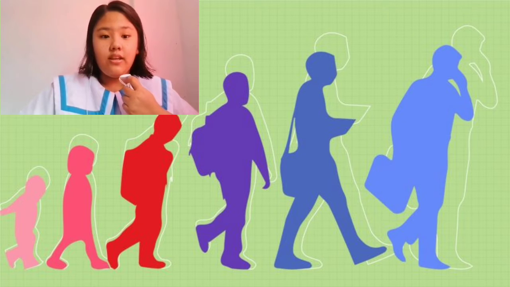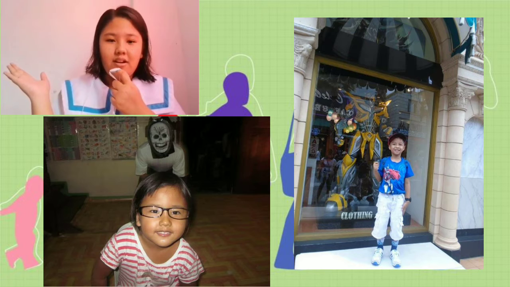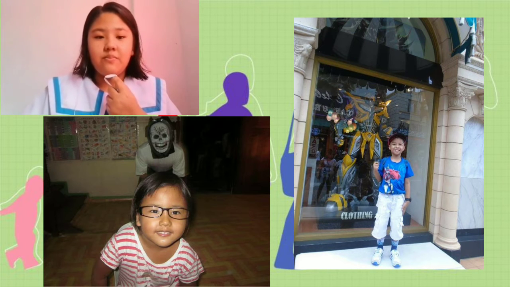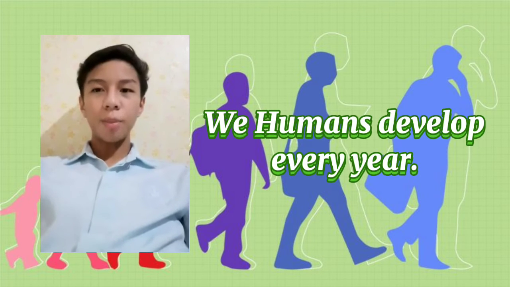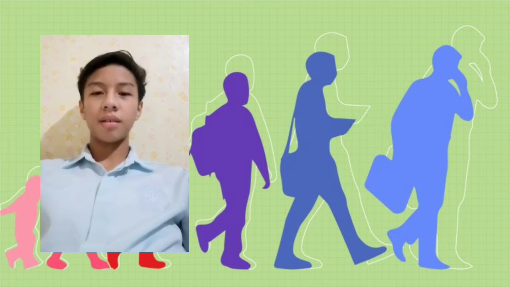It is a sunny day and I've seen many pictures here on the internet. Take a look at this picture. You can see me and my partner Ivan here. We are still cute there, right? You're right, partner. We humans develop every year and we can't stop it.